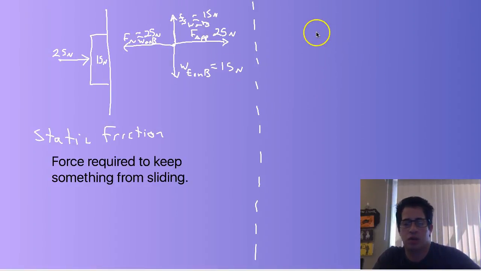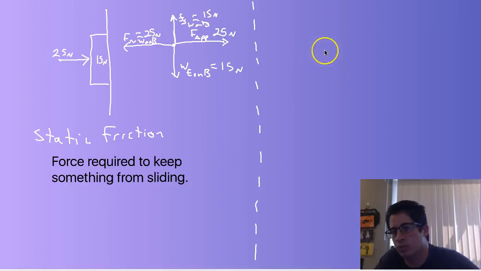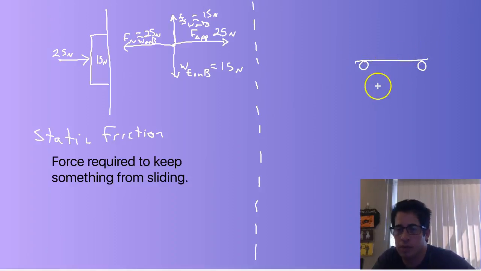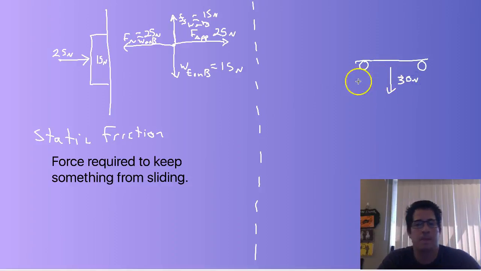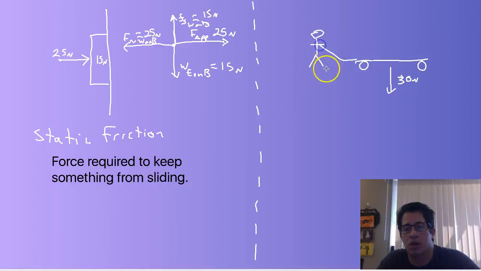Okay, and so let's say that we are walking along, pulling some kind of cart. Let's say that this cart has a weight of 30 newtons. And let's say that we're standing here and we're pulling it with a rope, with a force of 6 newtons.